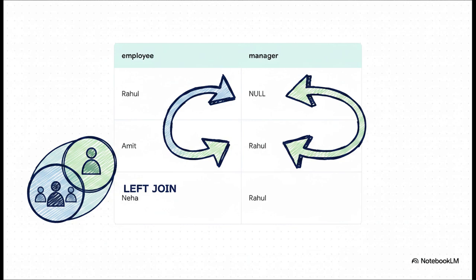And boom, there you have it. The result is exactly what we needed. Amit's manager is Rahul, Neha's manager is Rahul, and since Rahul doesn't have a manager himself, his field is null. That's a perfect use for a left join. Problem solved, clean and simple.